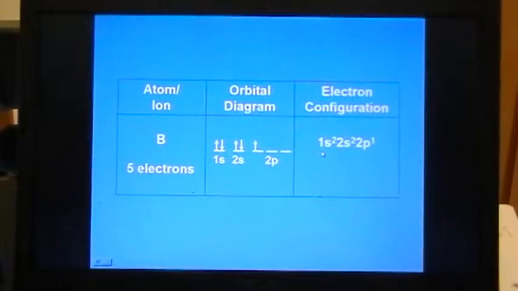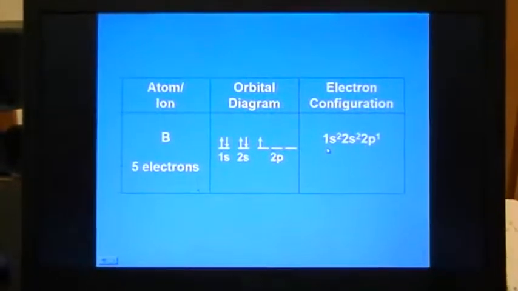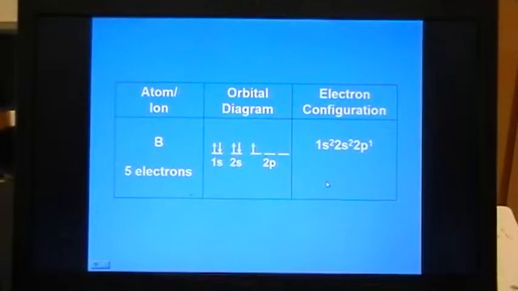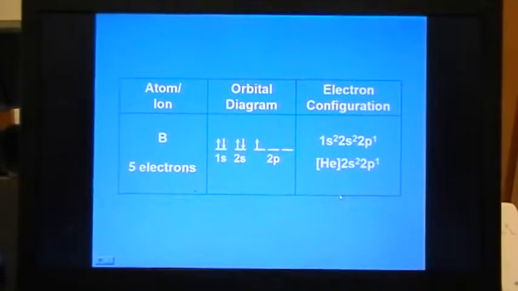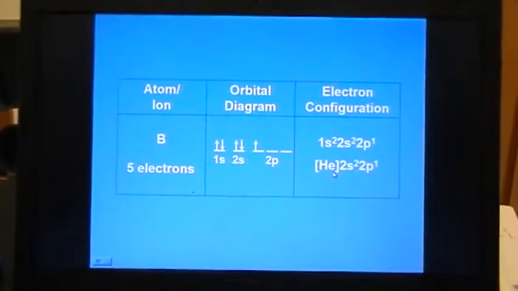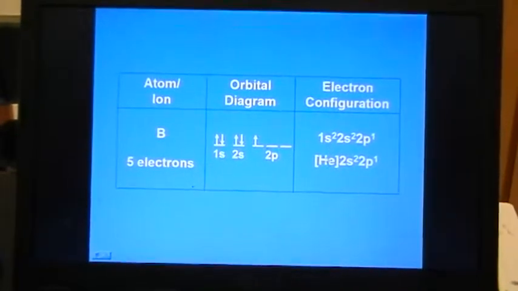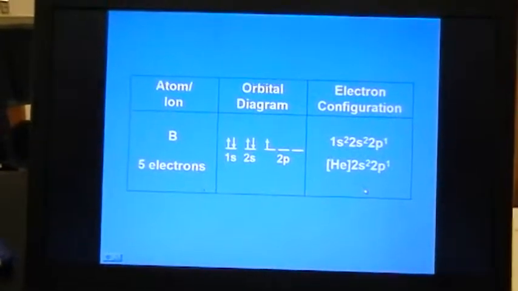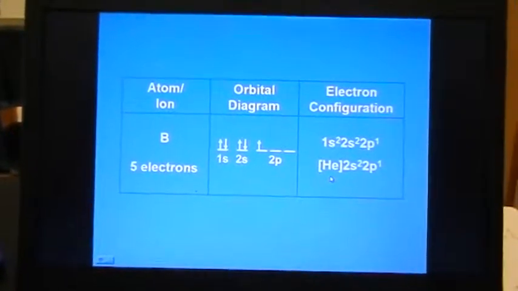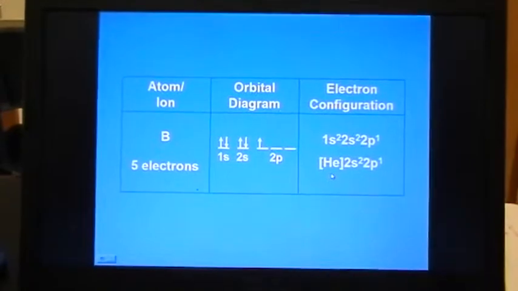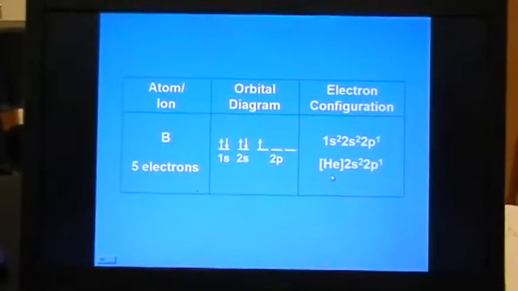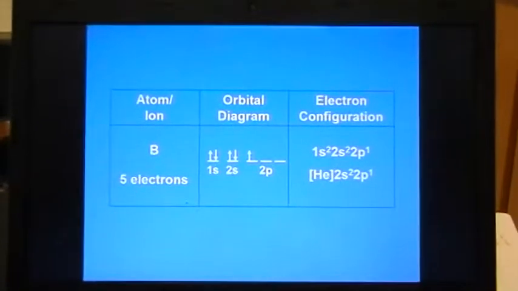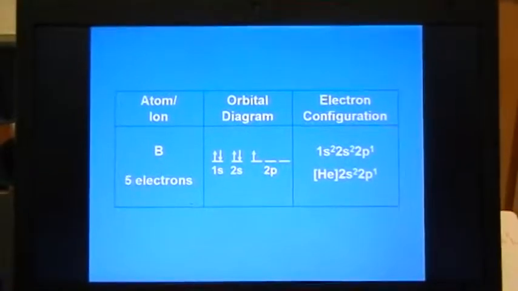So I can replace that with the noble gas that has that configuration, helium, and then only show the part that is the open energy level, the one that is still in the process of being filled. And that is known as the noble gas configuration. So helium represents the 2 electrons in 1s, and then we get into 2s2, 2p1. Obviously for boron, for the period 2 elements, these noble gas configurations aren't the most handy, but especially when you get into the transition metals or the elements in periods 3 or higher, they can be quite beneficial.